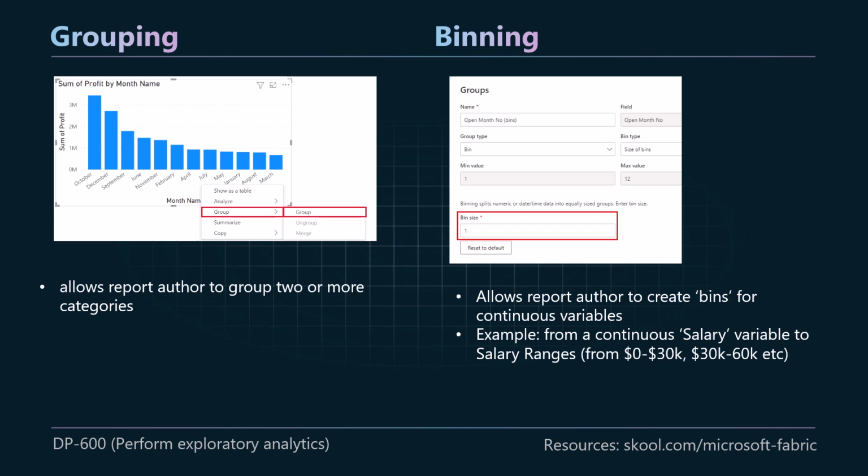Now, an example of this might be to create a salary bin. So rather than just have salary as a number, you might want to create salary ranges. So from 0 to 30K, 30K to 60K, for example. And obviously that opens up different visual types that you might want to explore and use for this type of data.